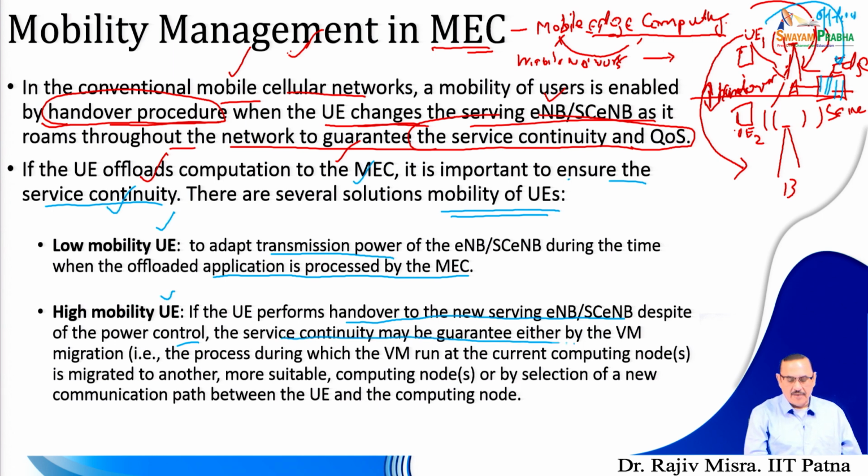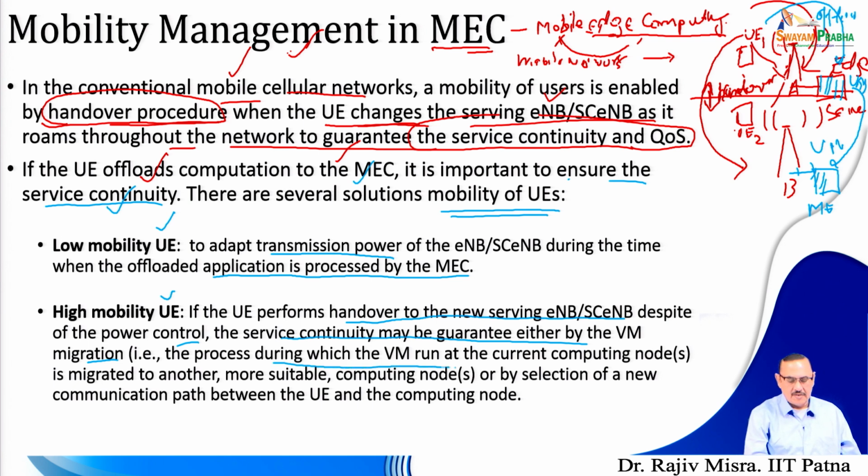The service continuity may be guaranteed by virtual machine migration. So, let us say that this is a virtual machine which is running this application. So, VM migration will happen, so that in a new MEC or MEC at the SCENB, let us say B, will also allocate this particular VM migration and continue to run, and therefore, this ensures for a high mobility user equipment this particular continuity of the service.